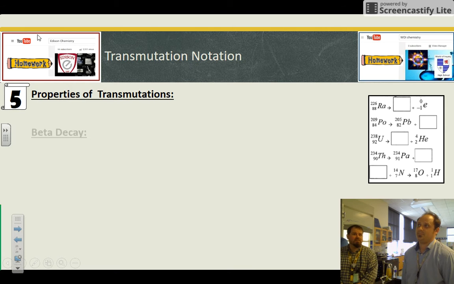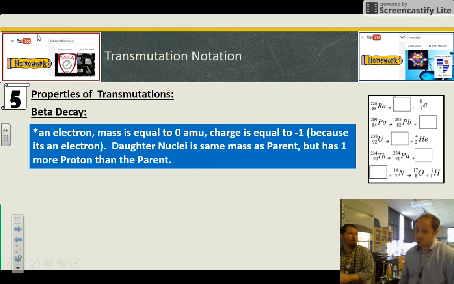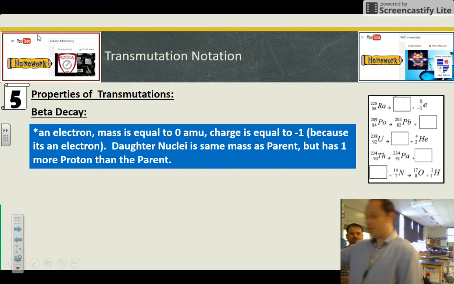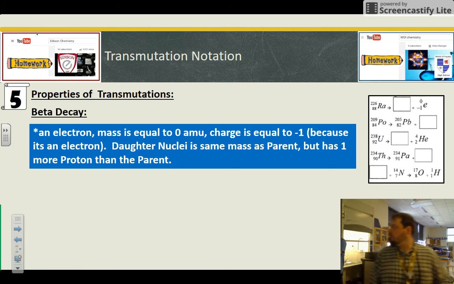What do you got to say about beta, Milks? Well, beta is an electron, so I got no mass, and I got a charge of -1. So it actually makes my charge go up on my daughter nuclei because it has to equal. So let's say I had a parent nuclei with 30 protons, and then I have this -1 charge on the product side. I actually need to have a 31 with that. Like this example right here.